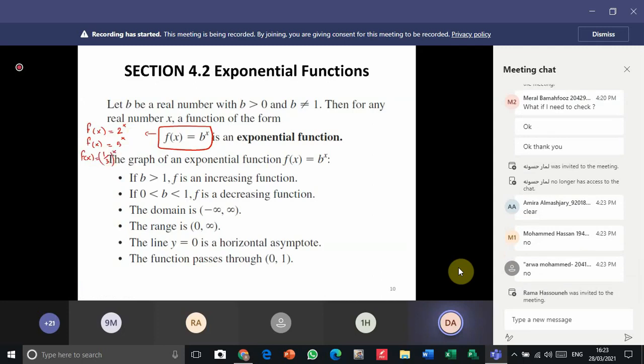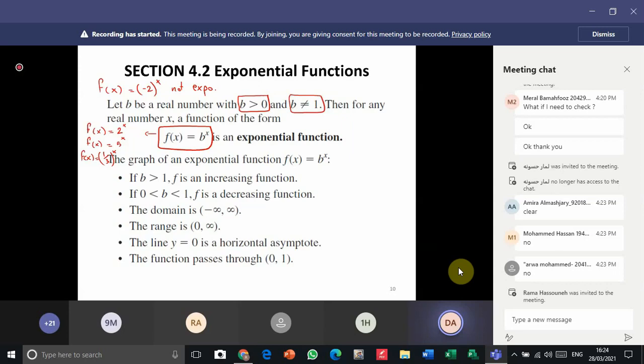Any number to the power x, but the number must be positive. So, for example, (-2) to the power x is not an exponential function. Why? Because b must be positive and not equal to 1, because 1 to the power x equals 1. This is constant, not an exponential function.